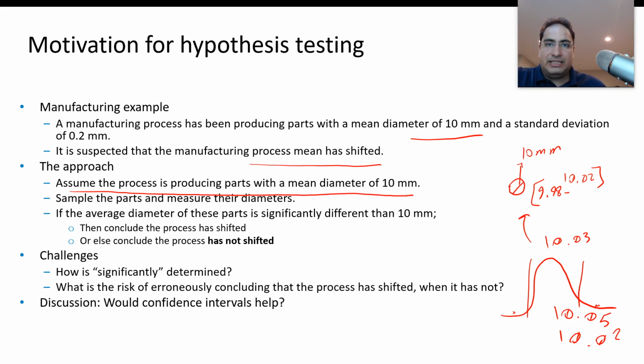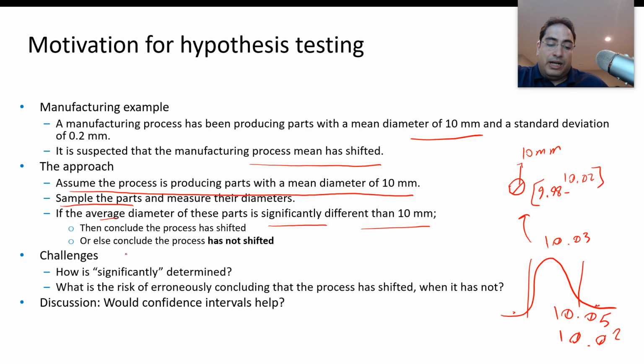So the approach is that you assume that the process is producing parts with the same mean. That's the basic assumption. Then we get a sample of some of the parts. If the average diameter of these parts is significantly different from 10, and by significantly different, you define that, 95%, 90%, so you choose a different alpha or p-value, then we conclude that the process has shifted.